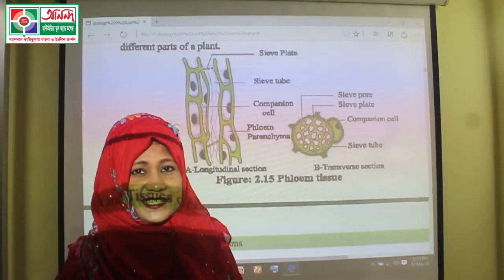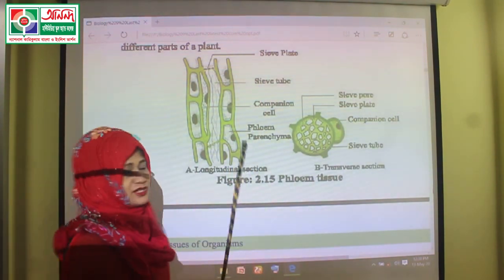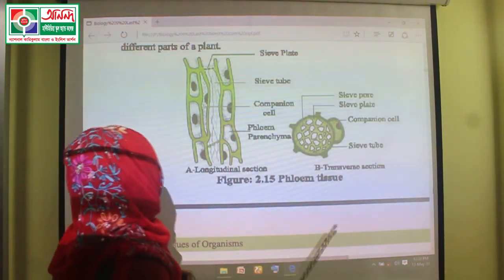Before starting the discussion, I want to share that we want to discuss the structure of phloem. In my previous class I drew the structure, and in today's class I will also discuss the structure in brief. Okay, let's get started. Now we will see the longitudinal section of phloem and the transverse section of phloem.